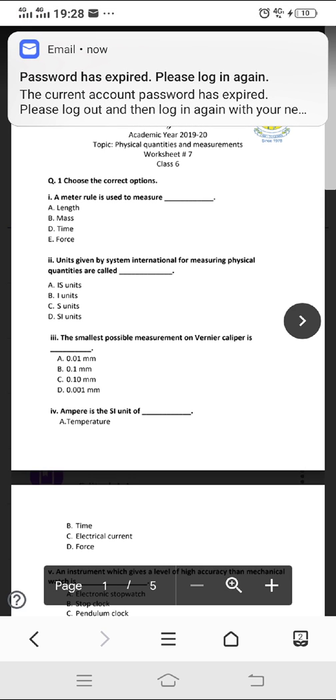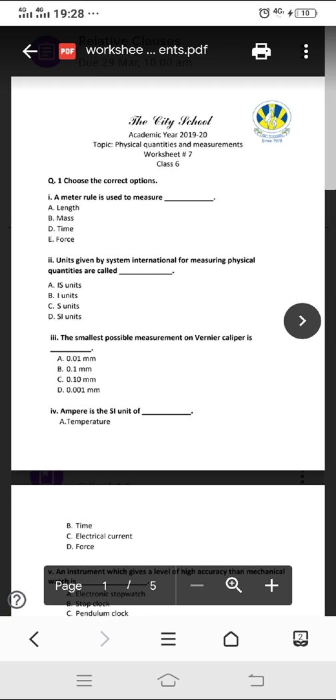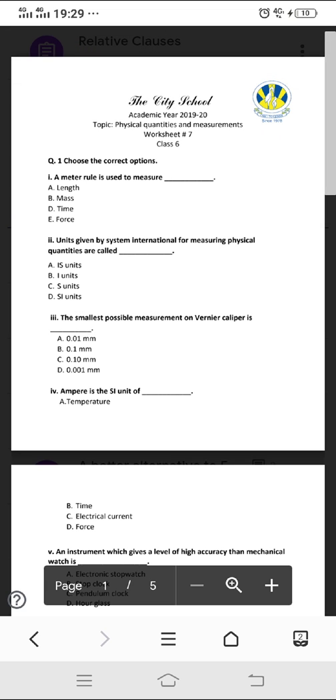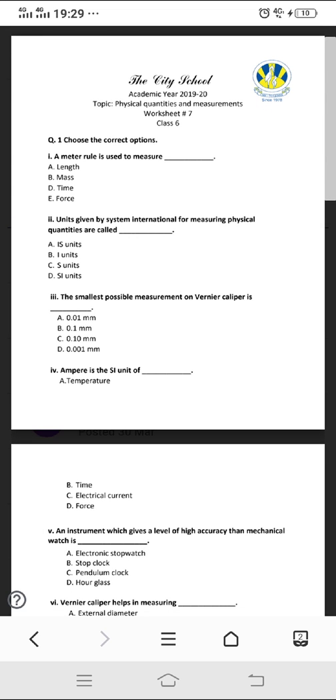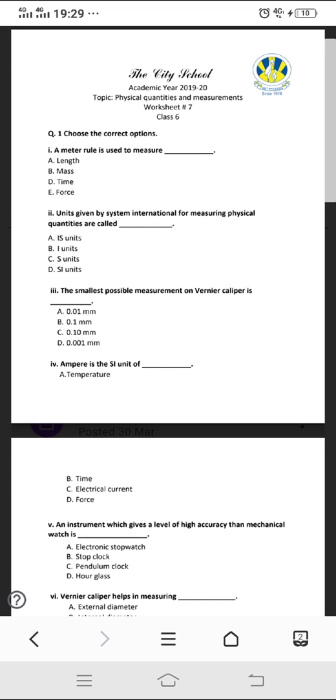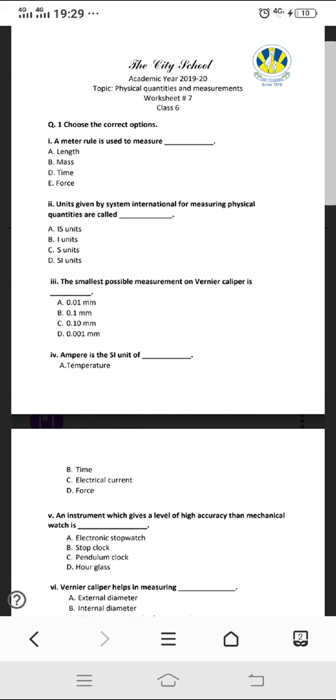For example, if I have to measure the length of a very small object, I'm going to use a vernier caliper. If I have to measure a huge length or a huge distance, I'm going to use a meter rule, right? So according to different scenarios, our choice of instrument changes. Part number 2: units given by the System International or Standard International for measuring physical quantities are called. To get its abbreviation, remember we take the first letter from each word, right? In system we take S, and in international we take I. So this is going to be SI units, which is option D.